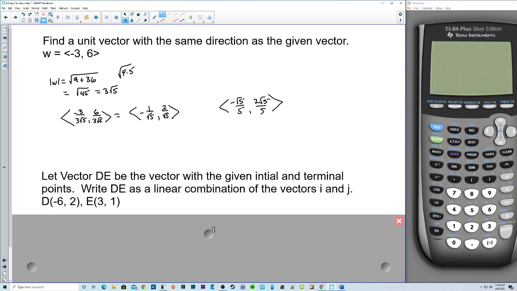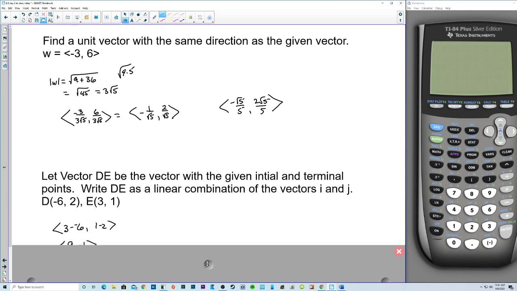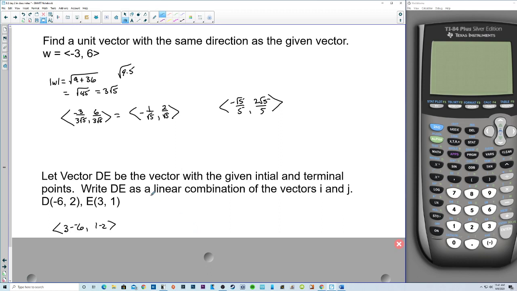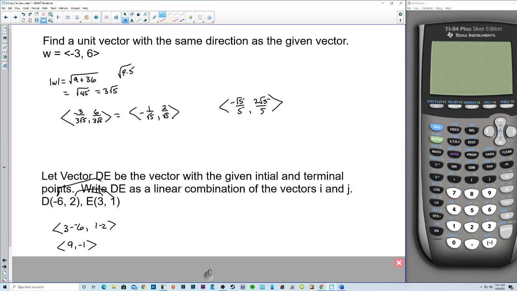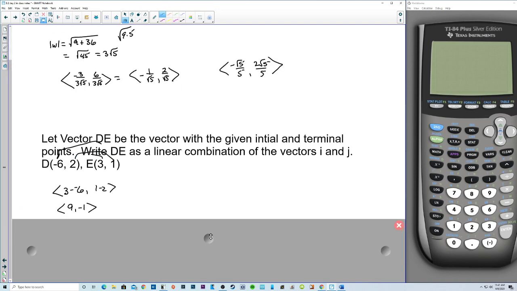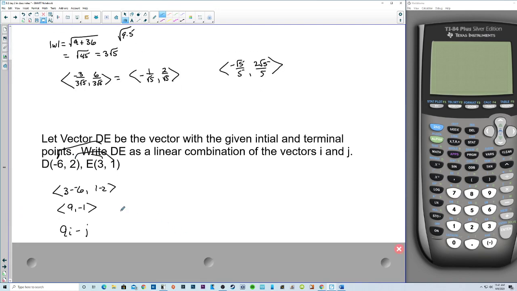Let vector DE be the vector with the given initial and terminal points. Right, DE is a linear combination of the vectors i and j. So we have to get the component form, 3 minus -6. So x2 minus x1, and y2 minus y1. And there's the component form. And then it's just simply 9i minus j. And really it's 9 times 1, 0, minus -1, actually plus -1 times 0, 1, like that. So that's the i, and that's the j, but this work right here is just fine.